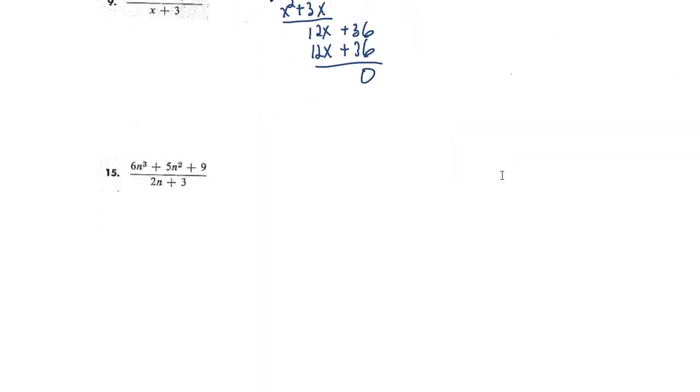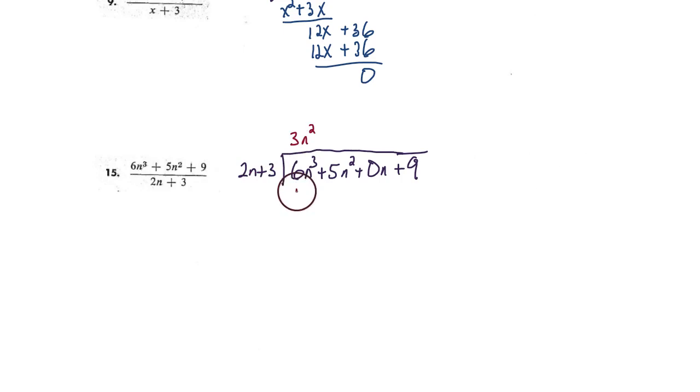Number 15, same thing. We're going to use long division. We're going to take 2n plus 3 and divide it into the polynomial that's in the top: 6n cubed plus 5n squared plus 0n plus 9. Recall that you have to have a placeholder if you're missing any of the terms. Now let's divide. 2n times 3n squared is 6n cubed. 3n squared times 3 makes 9n squared. Now subtract. 5 take away 9, that's negative 4n squared. And bring down the next term.